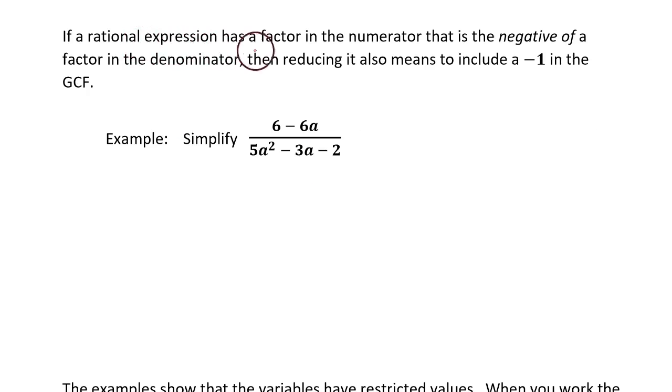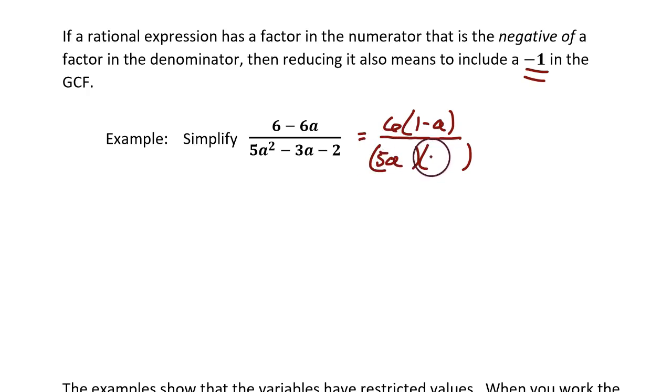If a rational expression has a factor in the numerator that is the negative of a factor in the denominator, then reducing it also means to include a negative 1 in the GCF. Let's do an example so you see what I mean. The numerator factors as 6 times 1 minus a. The denominator factors using two binomials.